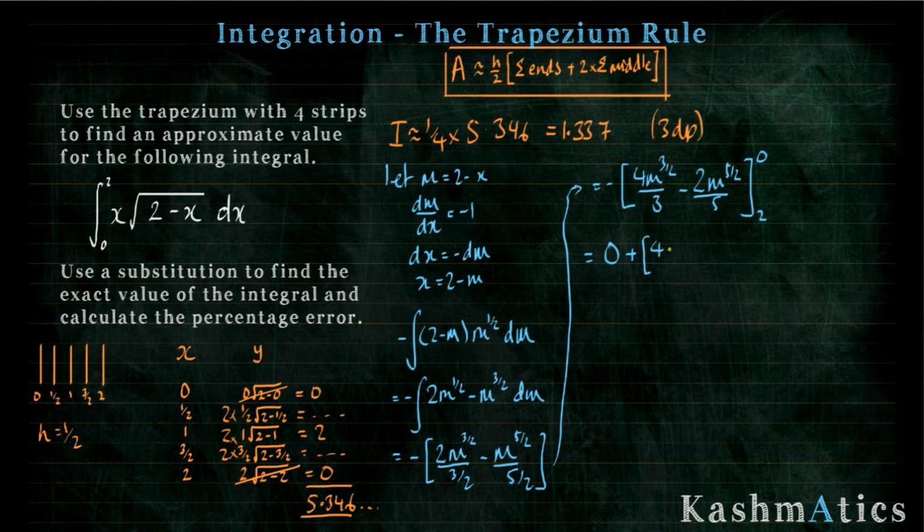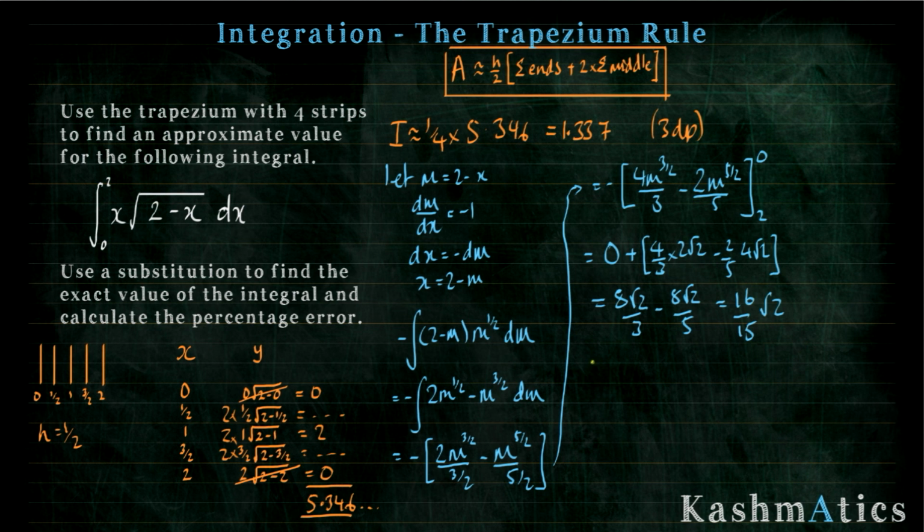So it'll be 4 over 3 multiplied by, now 2 to the power of 3 is 8, that'll be the square root of 8, which is 2 root 2, take away 2/5. Now 2 to the power of 5 is 32, the square root of 32 is 4 root 2, and all of that gives me 8 root 2 over 3, take away 8 root 2 over 5, which is 16/15 root 2. So that's the actual value of the integral.